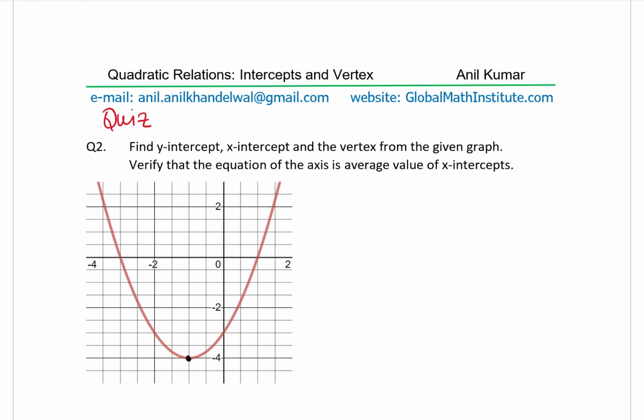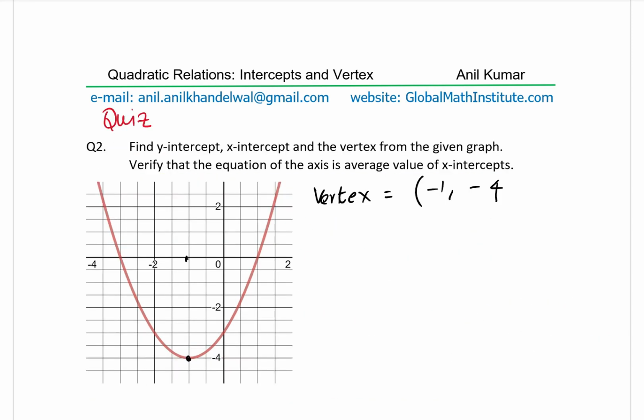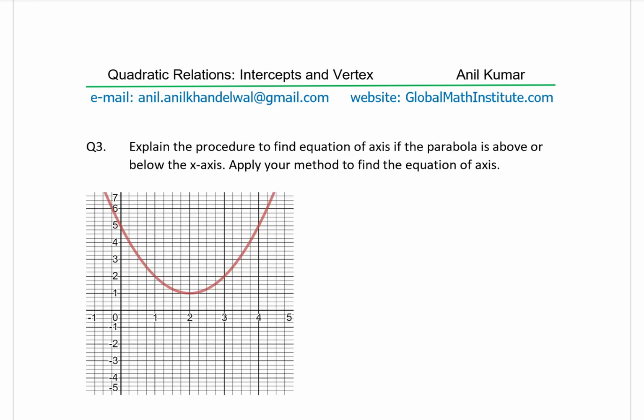So we'll begin with the vertex. You could begin with any. Vertex is at -1 and -4. So I think it is the same graph. Okay. So anyway, it seems to be the same graph. So I would like you to complete this information. Let's move on and take the next example, which is question number 3.